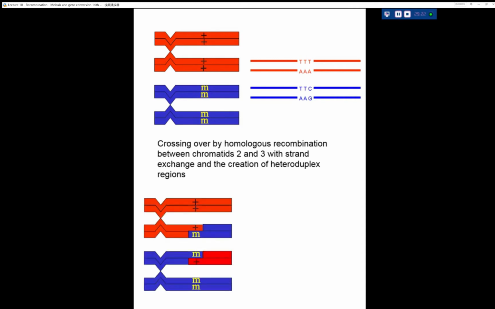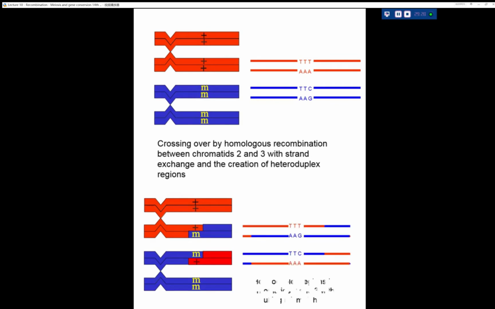Okay, so if we get this crossing over taking place and creation of the hybrid region here, effectively what you've got, and I'm not showing because obviously this will be 3 T's and 3 A's here, but in those hybrid regions here, you've now got a mismatch. You've got a T opposite a G here, so that's a mismatch, and you've got a C opposite an A here, that's a mismatch. Those won't hydrogen bond, okay? T shouldn't be with G and C shouldn't be with A.